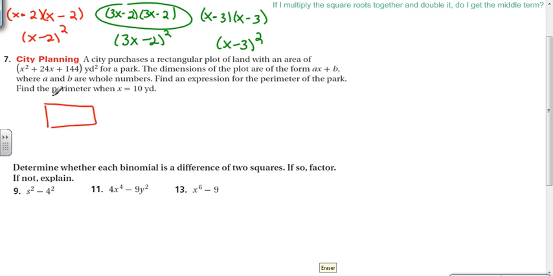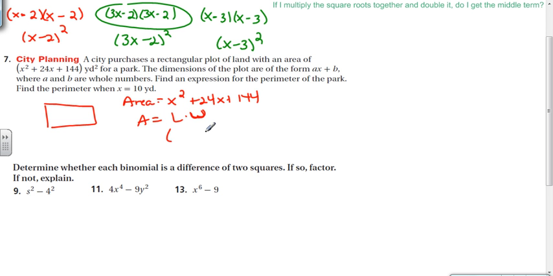Now what I know about that rectangle is I know the area. So I know the area is x squared plus 24x plus 144. Well, you also know that area on a rectangle is length times width. So if I could write this area as a multiplication problem, I would know my length and my width. Well, if you factor something, you get a multiplication problem.